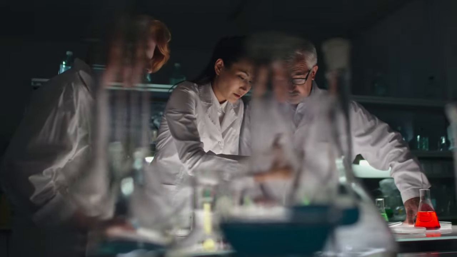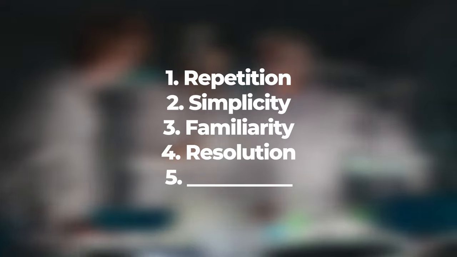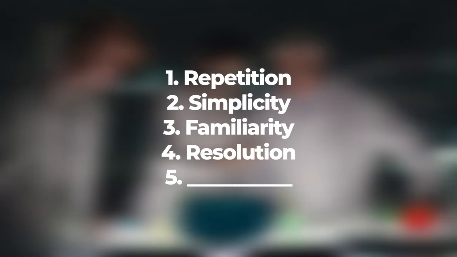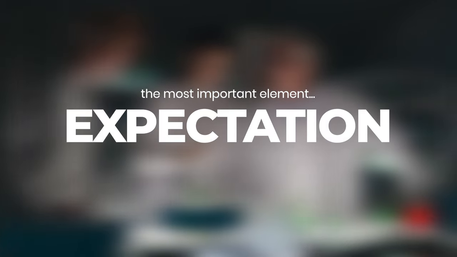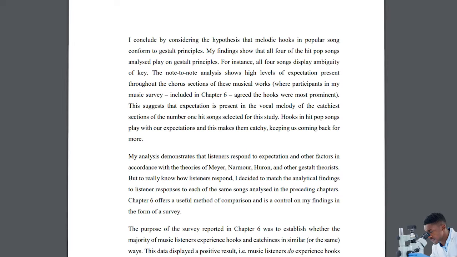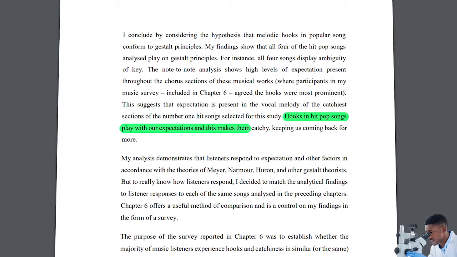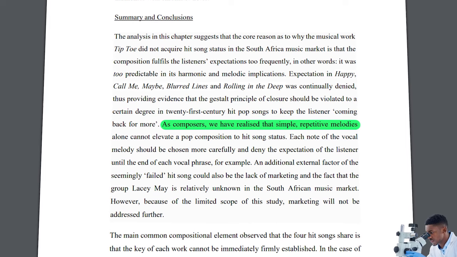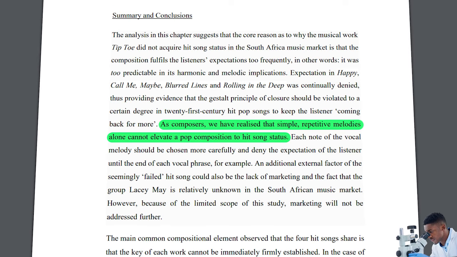And what they found was that hit melodies almost always incorporated these elements: repetition, simplicity, familiarity, and resolution, which are all pretty obvious, right? But the last and most important element was actually expectation. In the study, they wrote, quote, "Hooks in hit pop songs play with our expectations, and this makes them catchy. As composers, we have realized that simple, repetitive melodies alone cannot elevate the pop composition to hit song status."